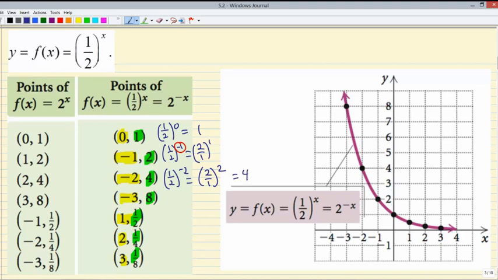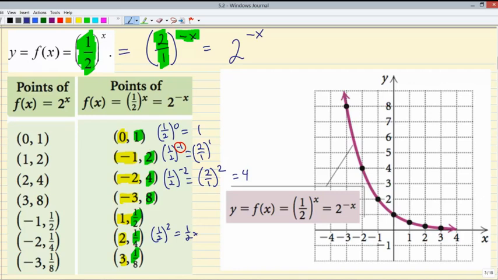The point that they're making off to the left is that this thing, 1/2 to the x, is equal to 2 over 1 to the -x, which is 2 to the negative x. 1/2 squared, which is 1/2 times 1/2, which is 1/4. And this is 1/2 to the third power, which is 1/8.